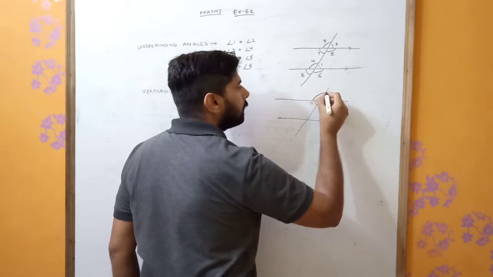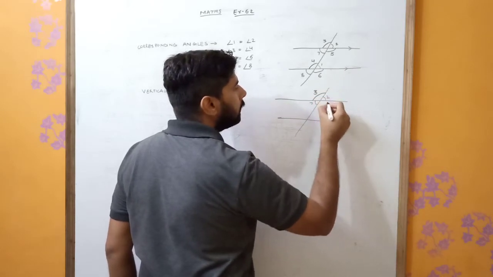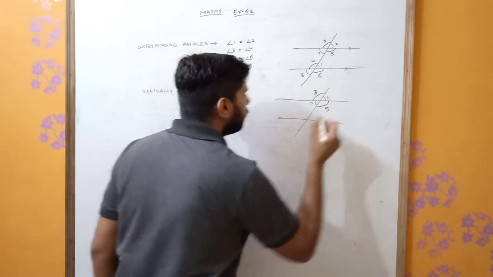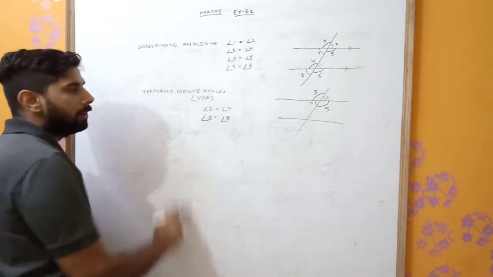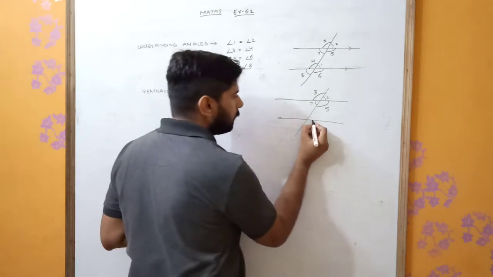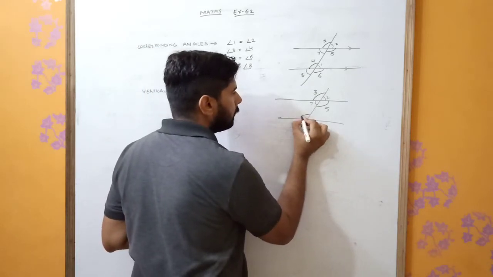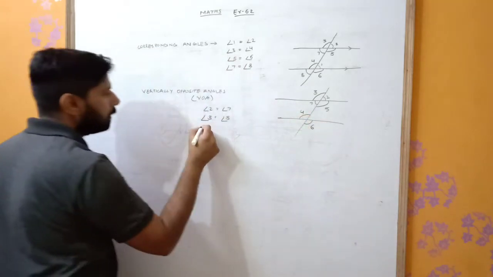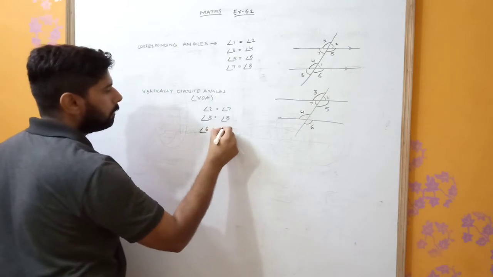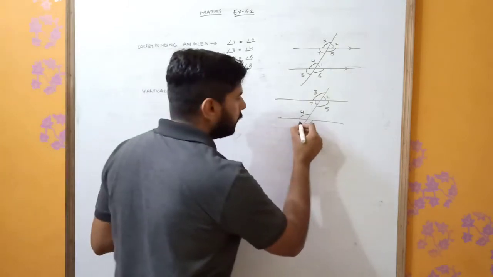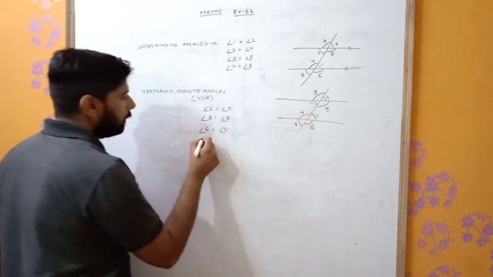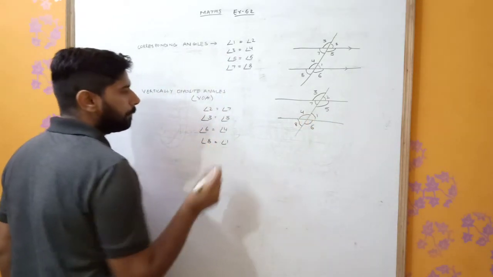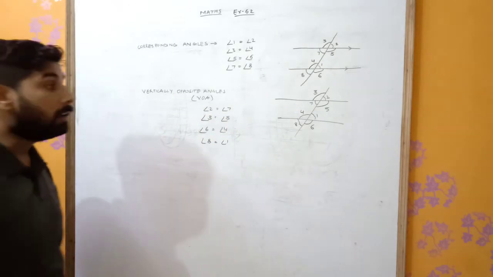This angle 3 is angle 5. Angle 3 is equal to angle 5. Those are vertically opposite angles. And angle 6 is equal to angle 4. That is also a vertically opposite angle. Angle 8 is equal to angle 1. So these all are vertically opposite angles.